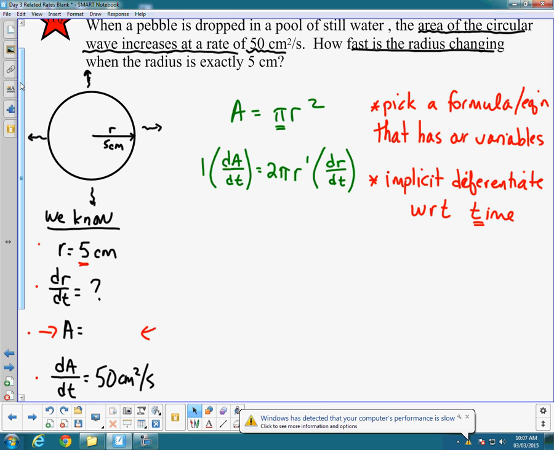Just as a side note, the derivative of this is the same as if it was 4r squared, right? It would be 4 times 2, which is 8r. But it's not, it's pi r squared, so it's pi times 2, which is 2 pi r. Okay, same math.